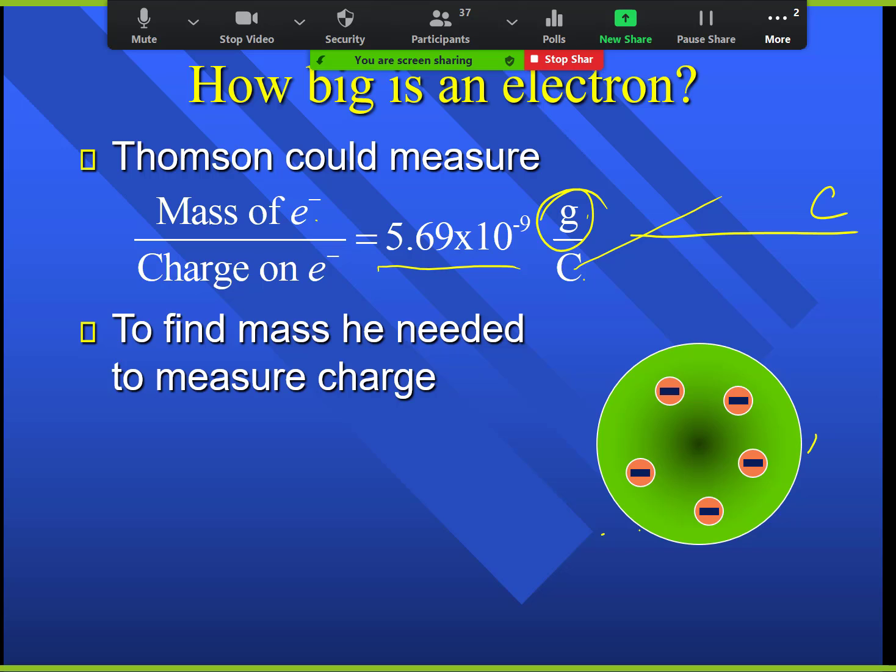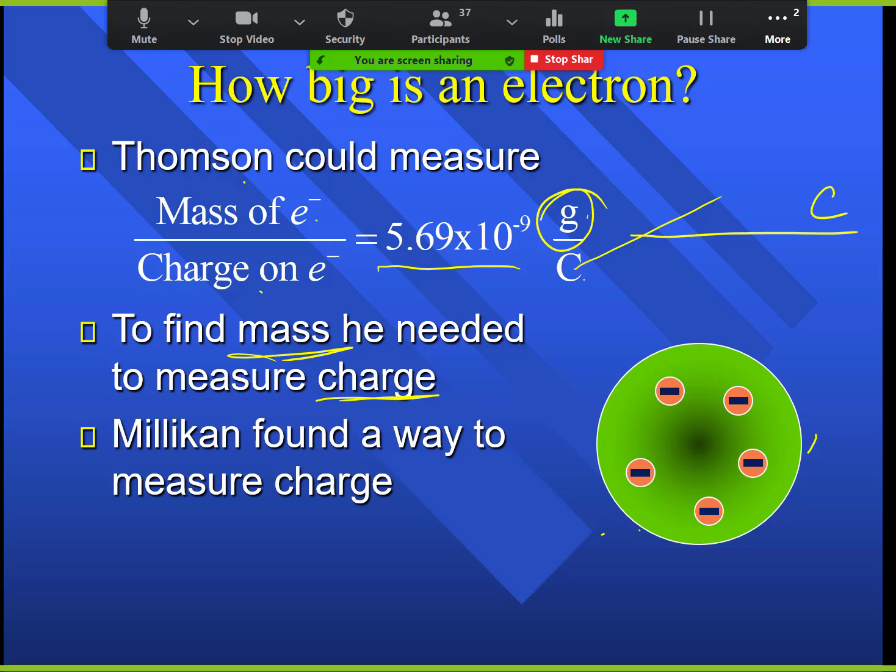If I know the ratio of mass to charge, to find the mass, I just need to measure the charge. So I need to find the charge on one electron. Not easy to do. And the person who figured it out that way did, unlike Thomson. Thomson wasn't looking for an electron. It's just the only explanation he could come up with.